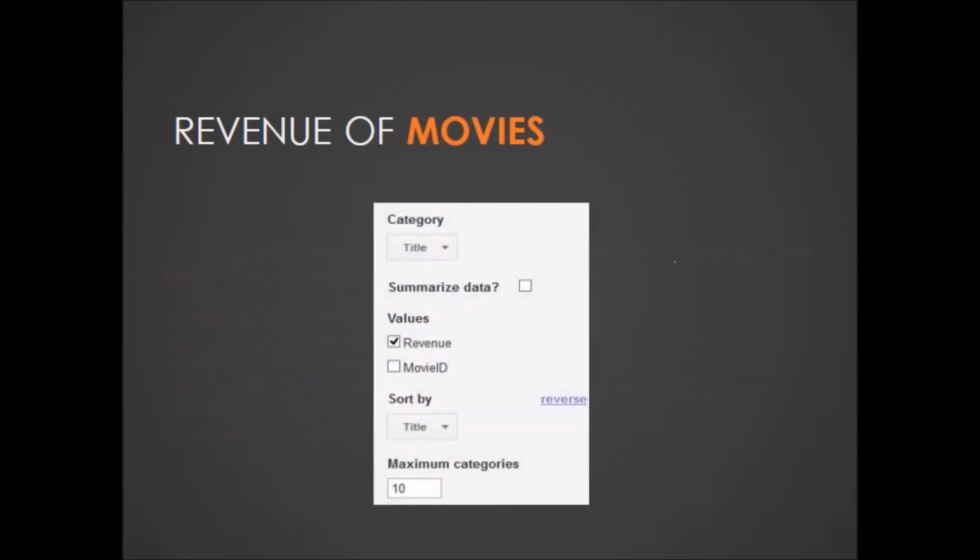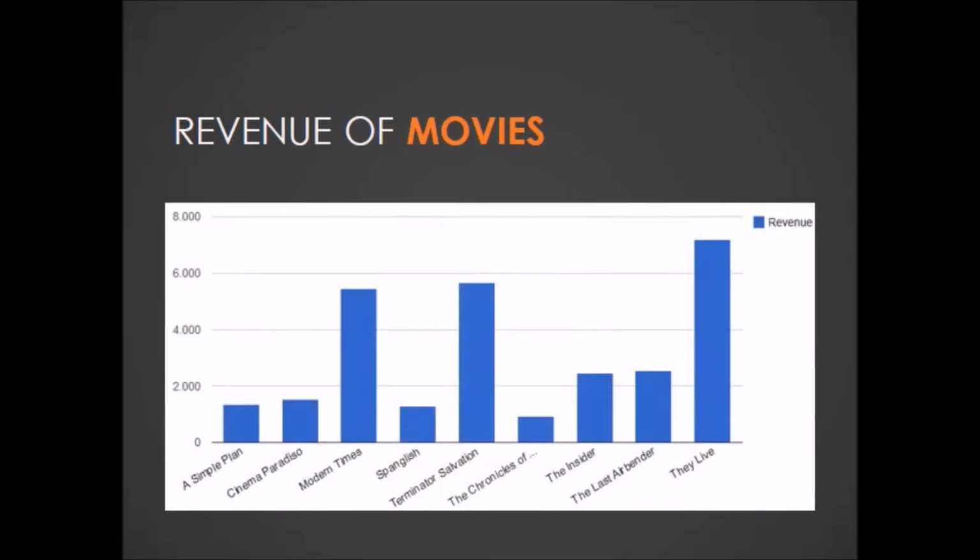In the settings, we choose that we want to get the revenue a movie made, sorted alphabetically by the title. With these visualizations, you can get a good overview of the revenues movies made.